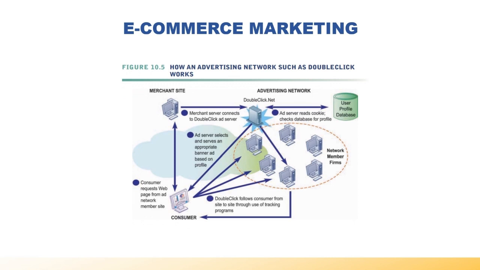And this figure illustrates how an advertising network works. A consumer requests a web page from one of multiple ad network member sites. The merchant server connects to a DoubleClick ad server. The DoubleClick ad server reads the cookie and checks a user profile database for the consumer's profile. It then selects and serves the consumer an appropriate banner ad based on his or her profile. DoubleClick continues to follow the consumer from site to site through the use of tracking programs.